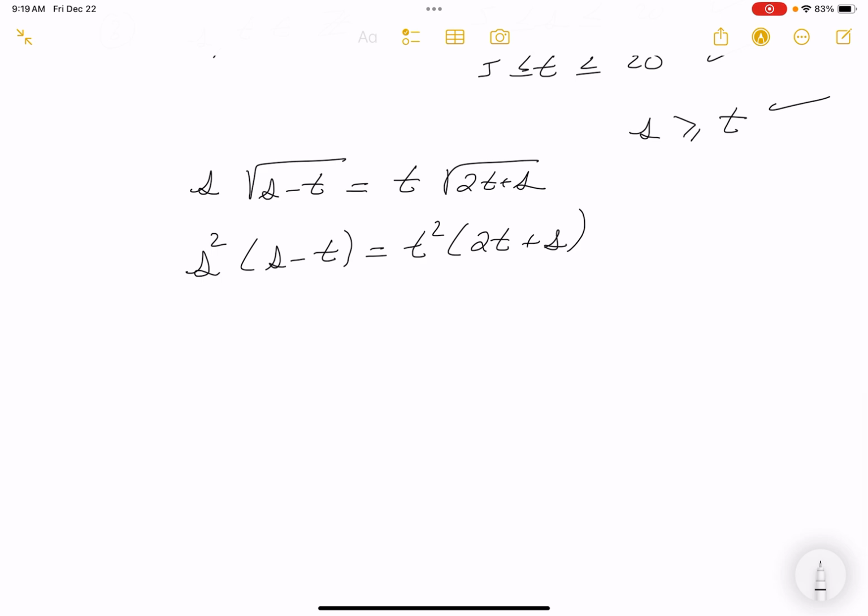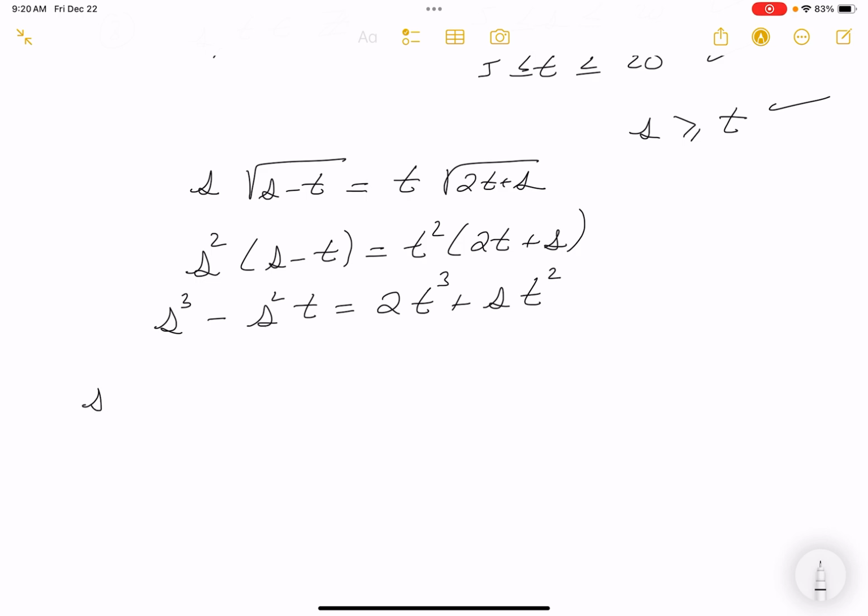So let's keep going. I guess you'll get s cubed, right? So let me make sure I'm doing that right. I'll put this over at s cubed minus s squared t. And this is going to be 2t cubed plus s t squared. I always wonder what to do with this, but I'm going to try to get this to be equal to 0. Let me see if I can do that.